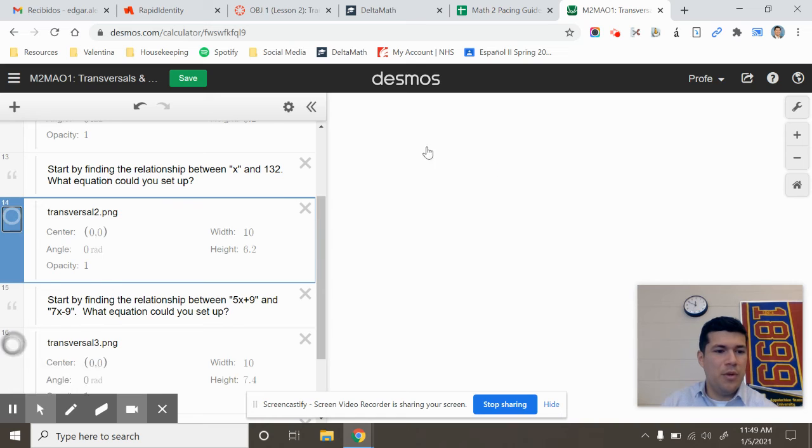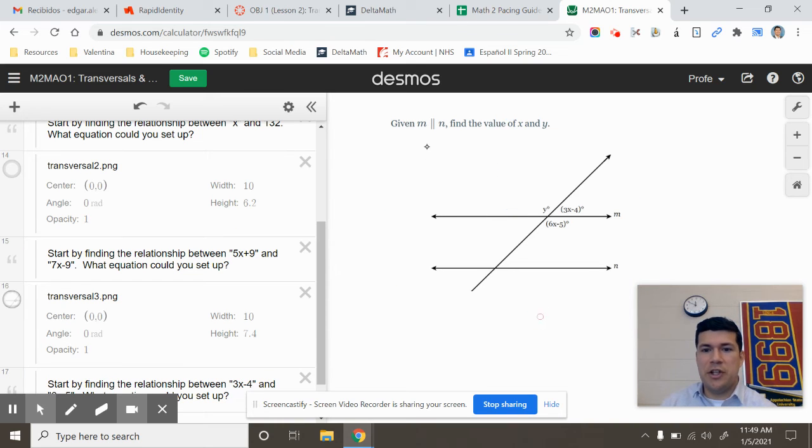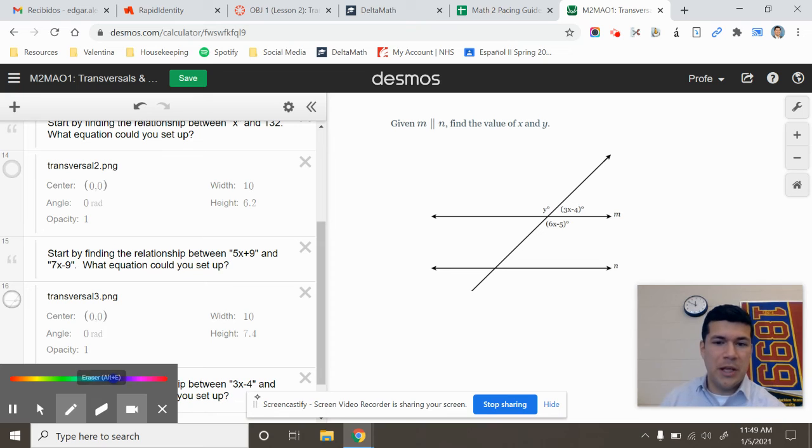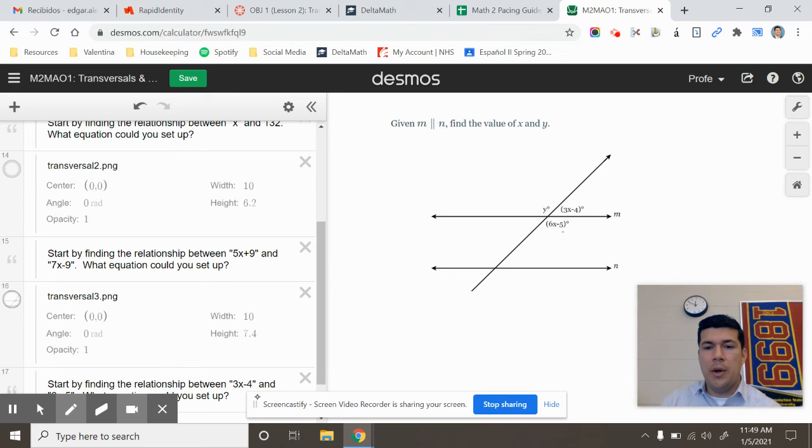And our last example is, what if we have this transversal and we have multiple variables to solve for? All right. Once again, we're given that the two lines are parallel. That is actually important. We're going to later get into some proof statements for that. But we can once again start with the fact that 6x minus 5 and 3x minus 4 are going to be supplementary.